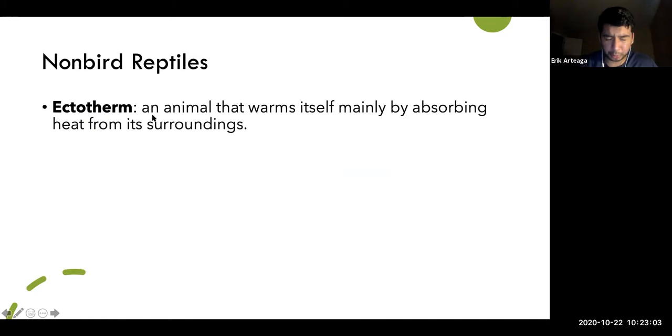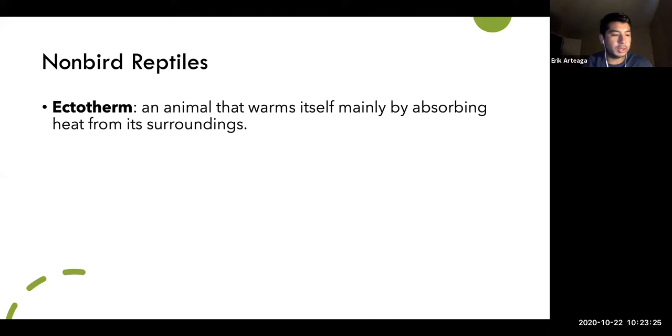Ectotherm. So an animal that warms itself mainly by absorbing heat from its surroundings. So these are the majority of reptiles. So think of your lizards in your backyard. Think of crocodiles, snakes, right? They require warm weather in order to heat their bodies up and run or perform quick tasks, right?